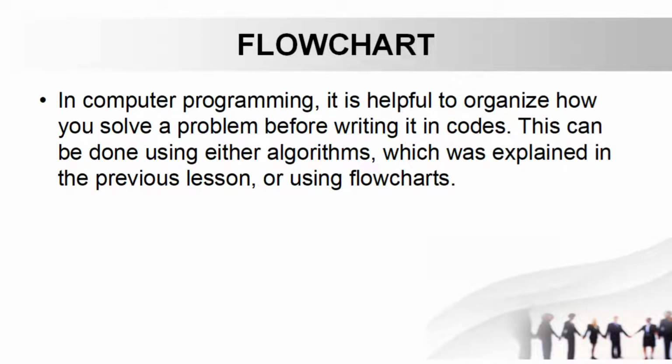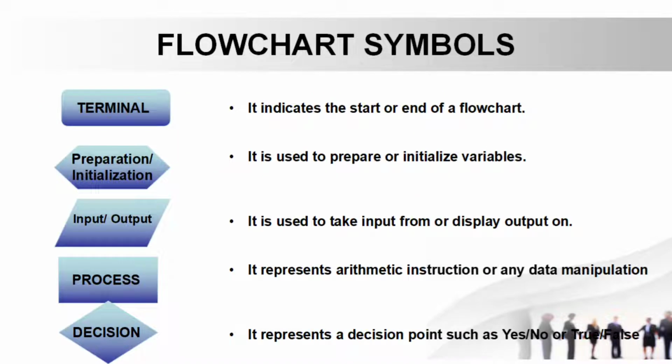Flowchart. In computer programming, it is helpful to organize how you solve a problem before writing it in code. This can be done using either algorithms, which were explained in the previous lessons, or using flowcharts. Here are some of the flowchart symbols. Number 1, terminal. It indicates the start or end of a flowchart. Number 2, preparation. It is used to prepare or initialize variables.